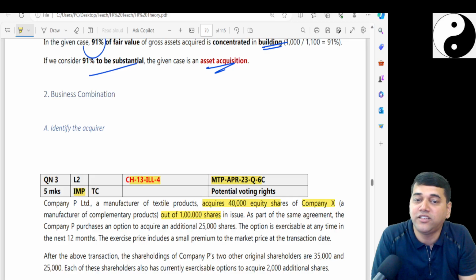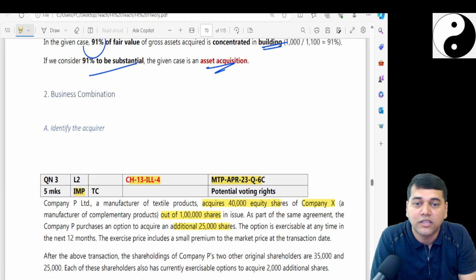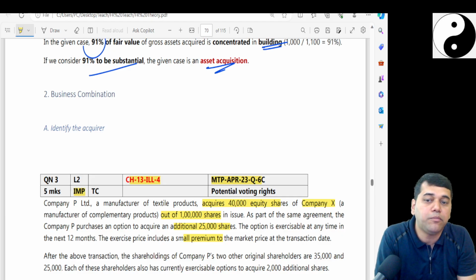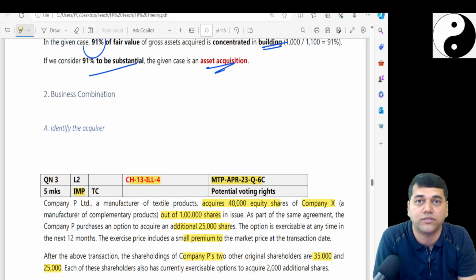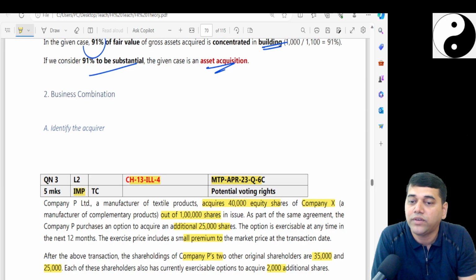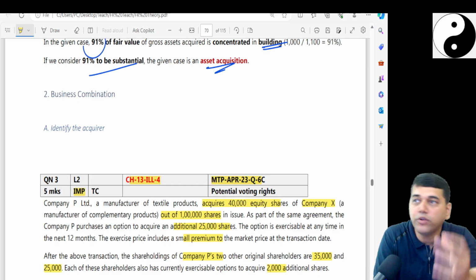Out of 1 lakh shares in issue, as part of the same agreement, company P purchases an option to acquire an additional 25,000 shares. The option can be exercised at any time in the next 12 months. The exercise price includes a small premium to the market, which means the option is not deeply out of the money. After the above transaction, the shareholdings of P's two other original shareholders are 35,000 and 25,000 each. Each of the shareholders has also got an option on 2,000 additional shares. Now, whether control is acquired by company P: did you acquire the control?